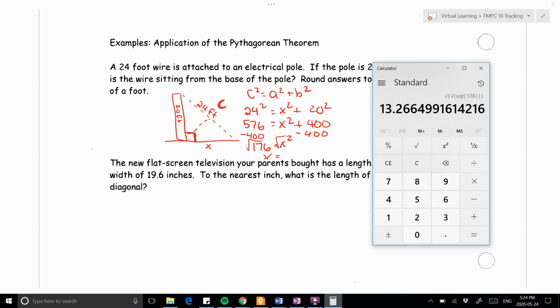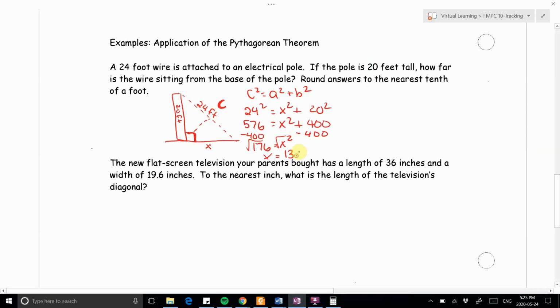13 point. And once again, we're going to round to one decimal place. So I'm using this first decimal place, and I've got to look at the next number. So I'm looking at this 6, because that's bigger than 5, that 2 is going to become a 3. So it's going to be 13.3.